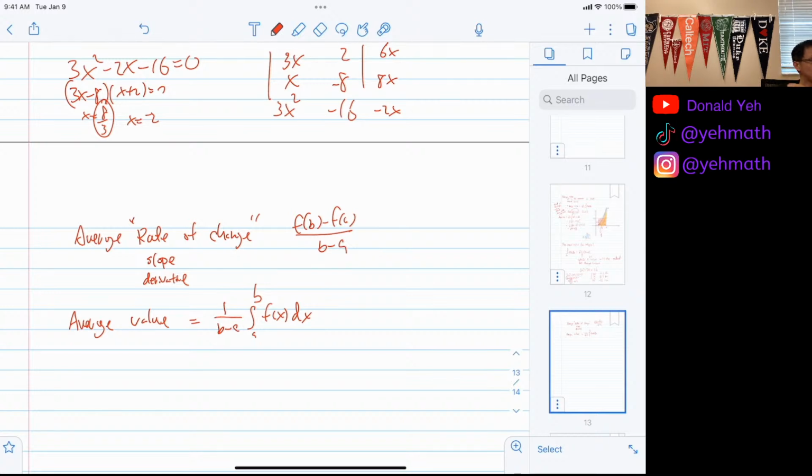And you also have to now find out the average value. Now, the mean value theorem for integrals is to find the c where the output is the average value. Okay, so that is that.